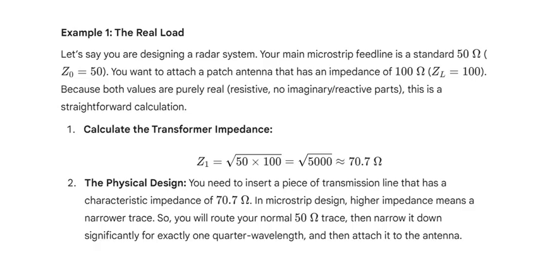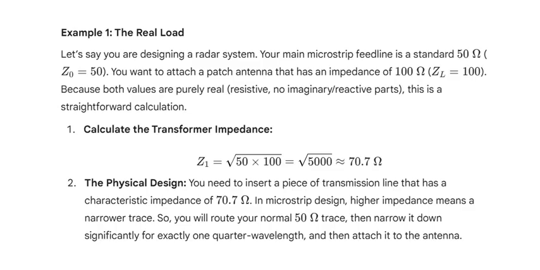Example 1. The pure resistive load. Let's say you are designing a radar system. Your main microstrip feed line is a standard 50 ohm. Z0 equals 50. You want to attach a patch antenna that has an impedance of 100 ohm. ZL equals 100. Because both values are purely real, resistive, no imaginary or reactive parts, this is a straightforward calculation.